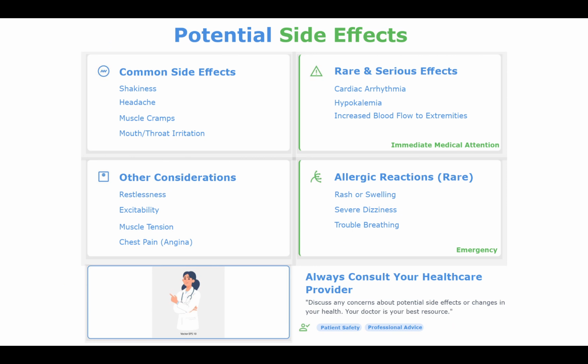In hyperkalemia treatment, watch for rebound hypokalemia. Overall, side effects are milder with inhaled routes.